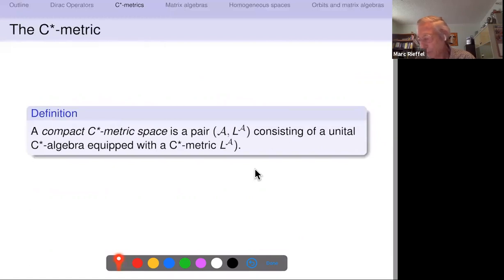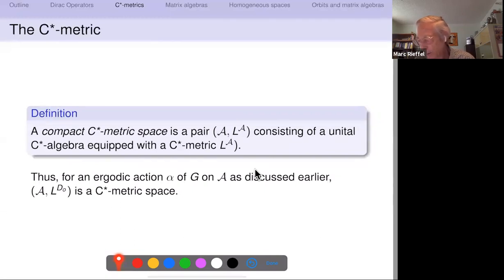So by a compact C-star metric space, I just mean a pair consisting of a unital C-star algebra equipped with a specific C-star metric as defined above. And so for an ergodic action of G on A, as discussed above, when we equip our algebra with its ergodic action by the semi-norm obtained from this sort of crude Dirac operator that I defined earlier, that is going to be a C-star metric space, satisfying all those conditions.